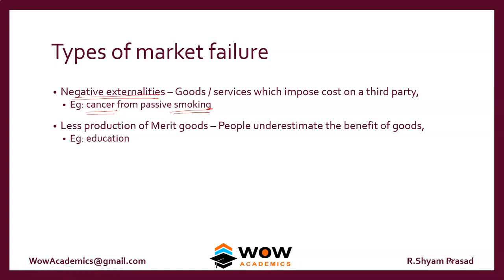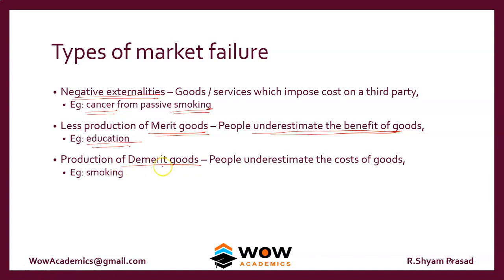Two, less production of merit goods. Merit goods are good goods. For example, people don't know the value of good goods, so they don't buy them. And as people are not buying them, the companies won't sell them. For example, in some countries, they feel education itself is not worth pursuing. So companies take uneducated people as laborers at a lower rate rather than telling them to go and learn. That can be a kind of problem.